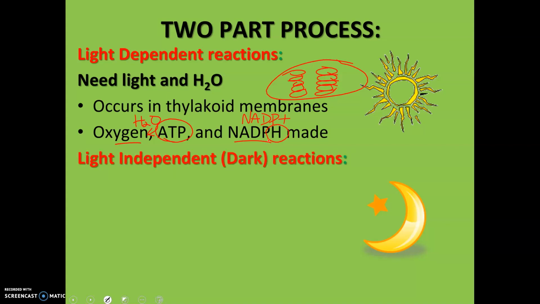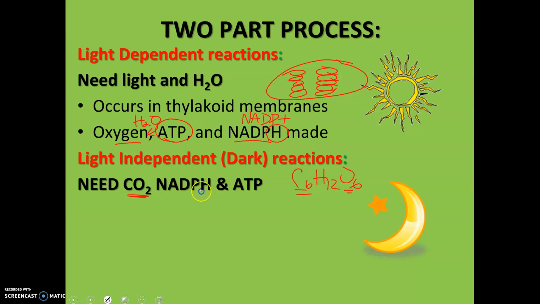The light-independent reaction, or dark reaction, or Calvin cycle, it needs carbon dioxide, because this is where the sugar is actually going to get built, right? And the C and the O in the sugar are going to come from the carbon dioxide. It needs NADPH, because that's where the hydrogens are going to come from. And then it needs ATP, because building sugar requires energy. So the energy started from the sun, went into ATP, and then in the Calvin cycle, or dark reactions, it's actually going to be used to build sugar.